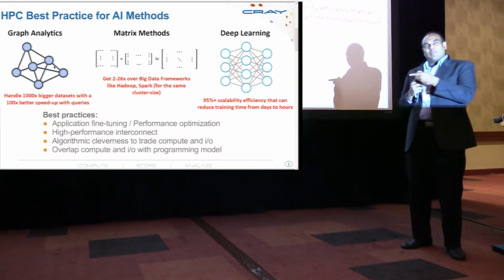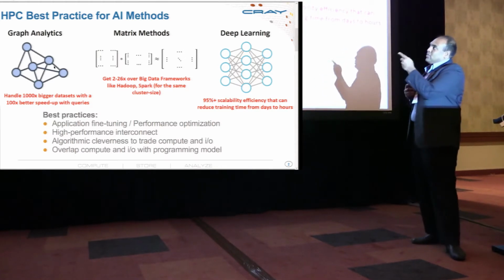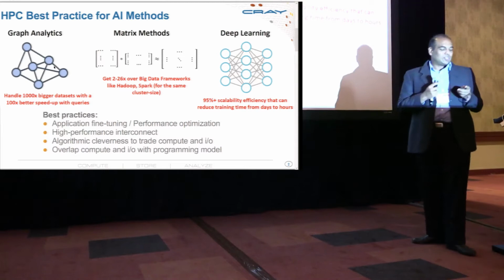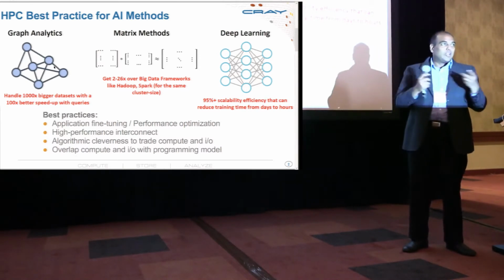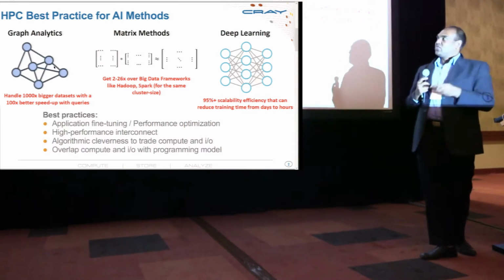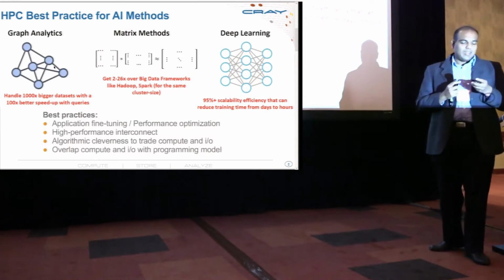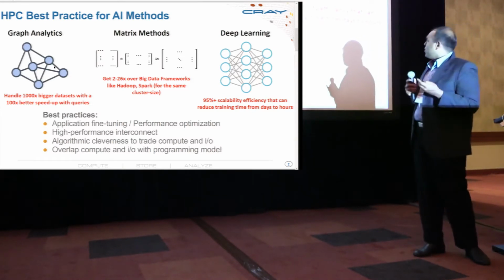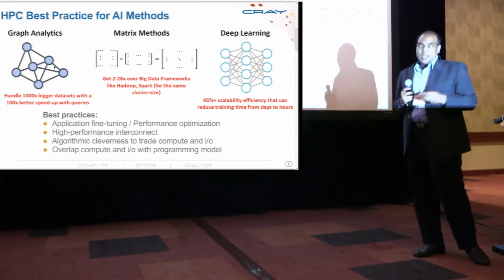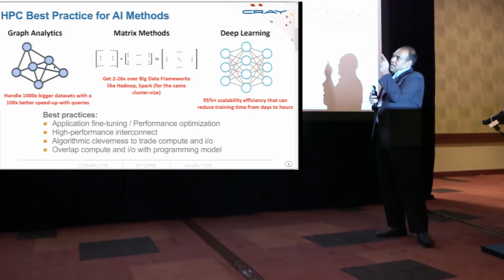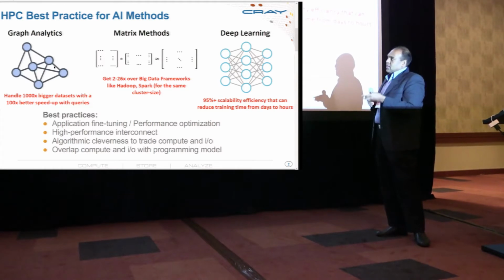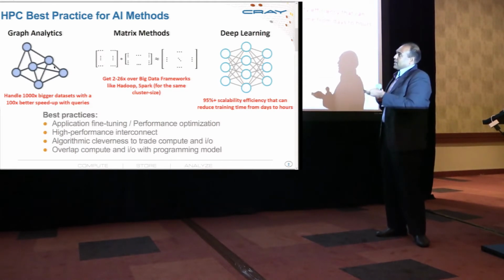So if you take those 4 best practices and apply it back to 3 popular things that every data scientist uses today, be it graph analytics, where you're trying to infer something from unstructured and structured data put together, be it unsupervised learning using matrix methods like NMF and PCA, or be it deep learning, which is all the buzzword that's going on around, we're able to see tremendous impacts. For data sets that are 1,000 times larger, we are able to see 100x speed up. I'm going to show you that in a second.